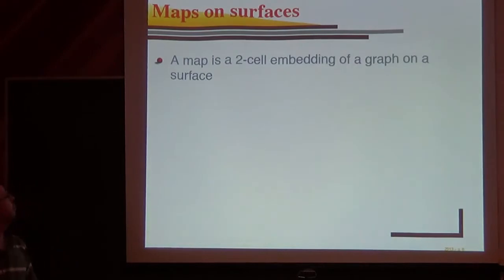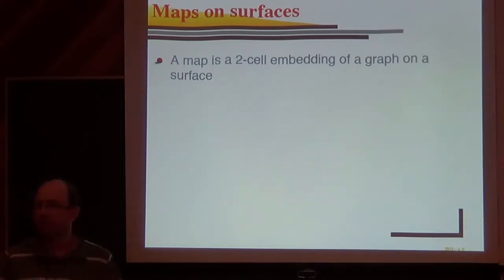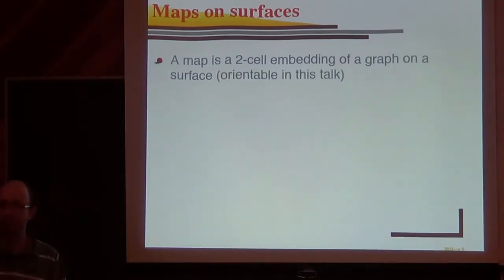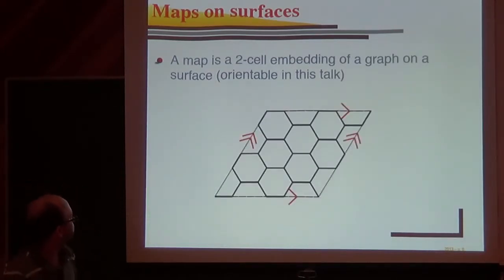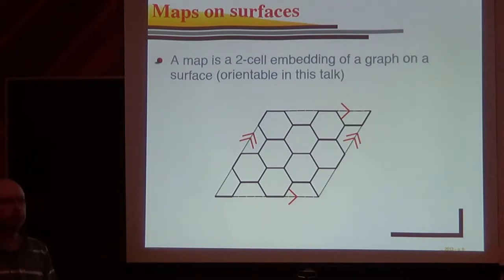A map is a two-cell embedding of a graph on a surface. Two-cell embedding means when I remove the image of the graph, what I'm left with are faces that are homeomorphic to disks. So a face cannot have a handle, a face cannot have a hole in the middle, it cannot be disconnected, and so on. Throughout, the surfaces will have no boundary, and they will be orientable, though the theory of maps on surfaces is developed also on non-orientable surfaces. So here is an example of a map on a compact surface.